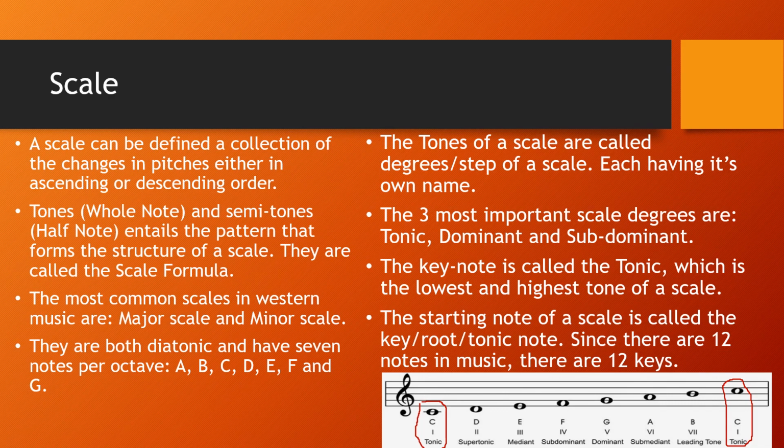D, the second note on this scale, is called supertonic. E, the third note on the scale, is called the mediant. F, the fourth note, is called the subdominant. G, the fifth note, is called the dominant. A, the sixth note, is called the submediant. And B, the seventh note, is called the leading tone. And then the eighth one, which is the same thing as the tonic.